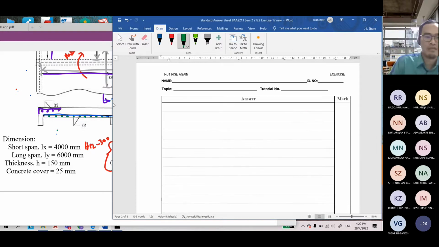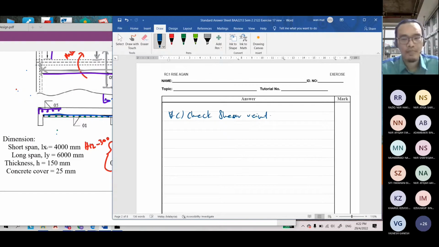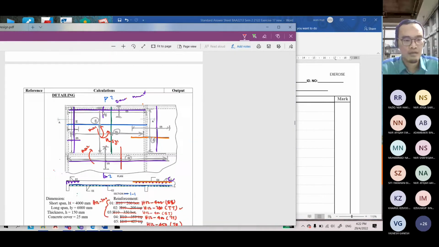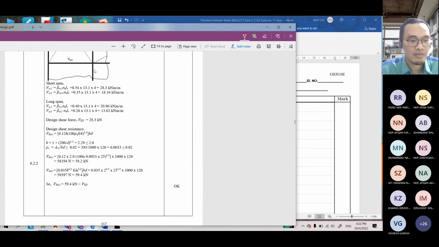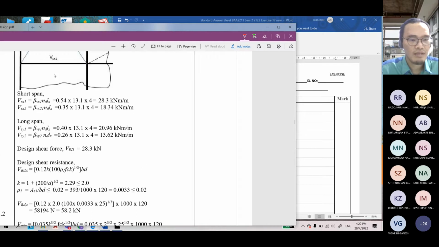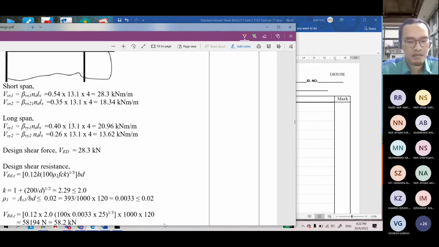And then the next step is, as usual, you have to check the shear reinforcement. Okay, the requirement for shear reinforcement. This one you have to refer to this. You refer to the module for the shear reinforcement here. You can see here that the writer calculated, prepared the calculation for all the short span and the long span here. Short span and long span.